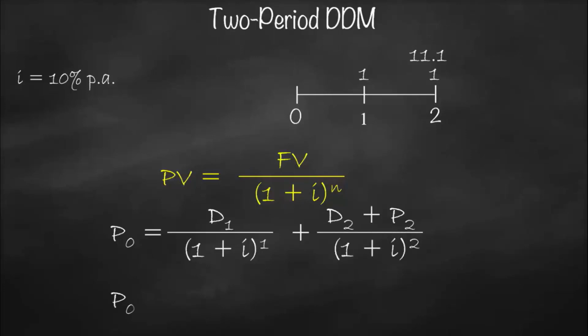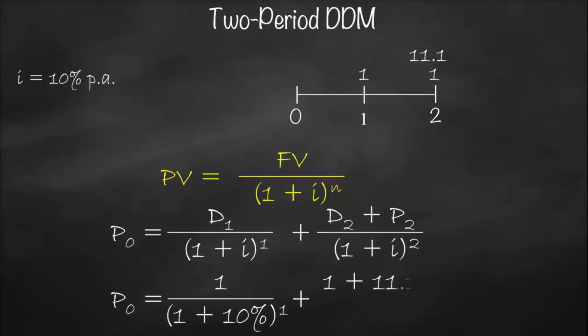Let's substitute with numbers. So our price today is equal to dividend in year 1, which is 1, divided by open bracket 1 plus interest rate of 10% close bracket to the power 1, plus in year 2 we'll get a dividend of 1 plus we will sell the share for a selling price of 11.1, divided by open bracket 1 plus 10% close bracket to the power 2. This will give us $10.